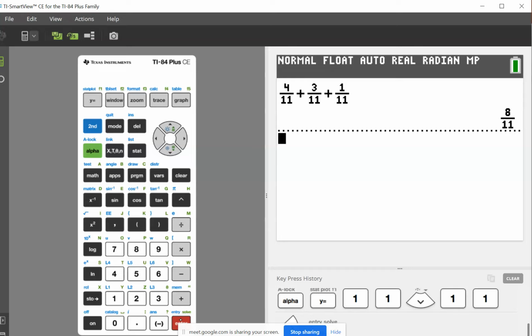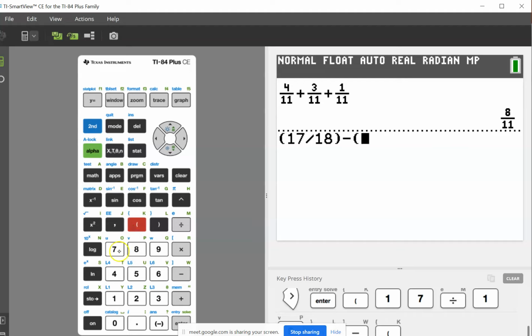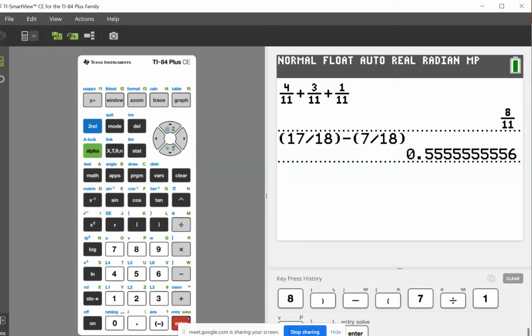If you want to do one of these problems and you want to use the other method that I showed you, you can type in your fraction in a parenthesis. So I can type in 17 eighteenths in a parenthesis, minus, and then in the next parenthesis, type in the 7 eighteenths. If you use this method where you're using the parenthesis, you're going to get your answer in the form of a decimal. It's a very simple way to change that back to a fraction. The keystrokes are math, and then you're going to use enter 2 times, and that reduced it already to the lowest terms, 5/9.